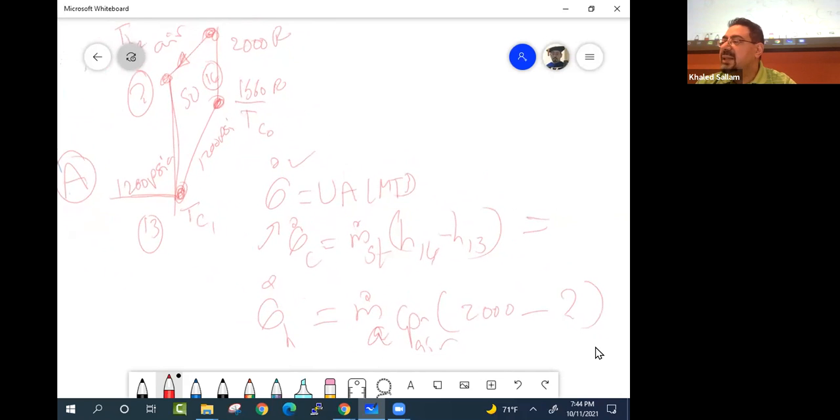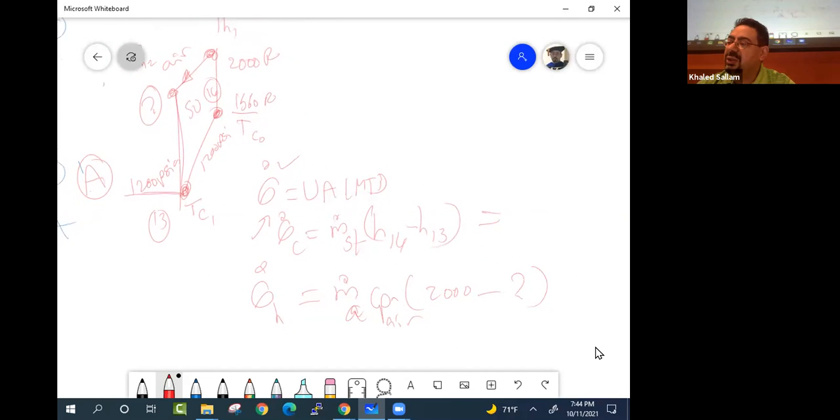So this is the essence of what you're going to do in every section. You will do a thermal balance between the energy of the hot and the cold, and that will allow you to get all 4 temperatures. And then from those 4 temperatures, you'll be able to calculate the area.